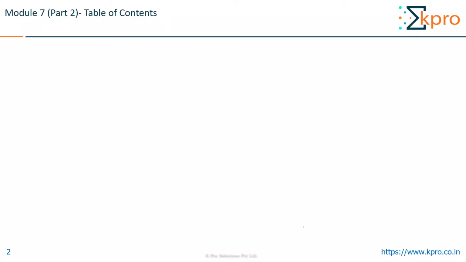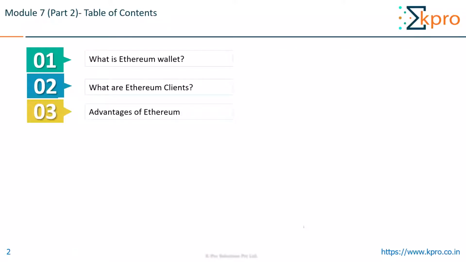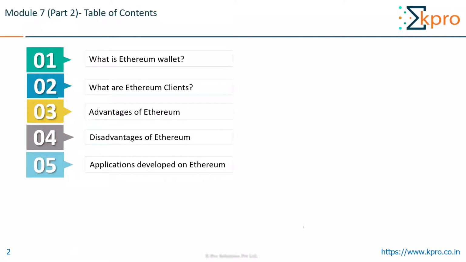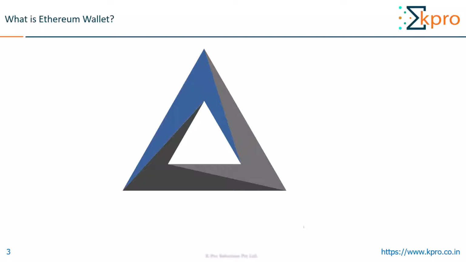So the topics we'll be covering in this video, that is part 2 of Introduction to Ethereum, are what is Ethereum wallet, what are Ethereum clients, a few advantages of Ethereum, disadvantages of Ethereum, applications developed on Ethereum, and finally use cases of Ethereum. So let us start with what is Ethereum wallet. So Ethereum wallet is a gateway to decentralized applications on the Ethereum blockchain. Ethereum wallets are used to secure Ether and other cryptocurrency assets, and it is also used to write, deploy, and use smart contracts. So this is basically what the Ethereum wallet is.